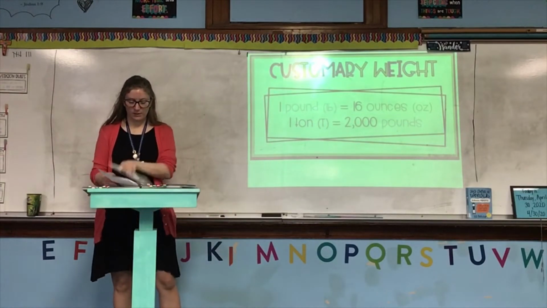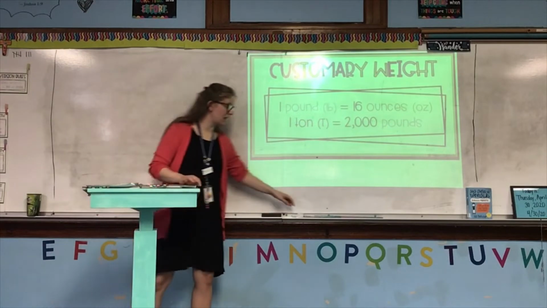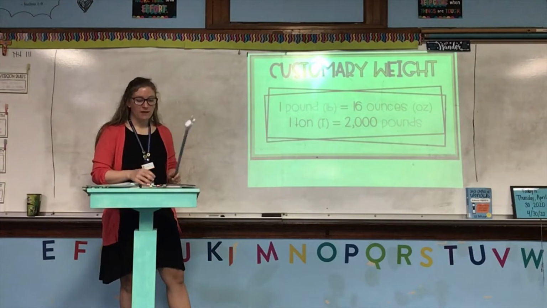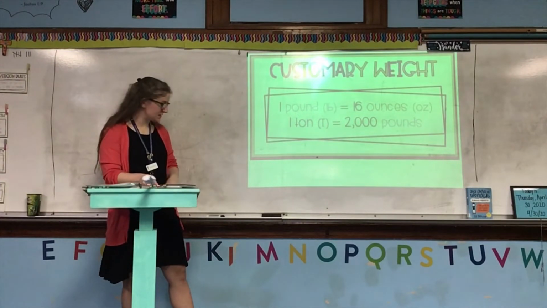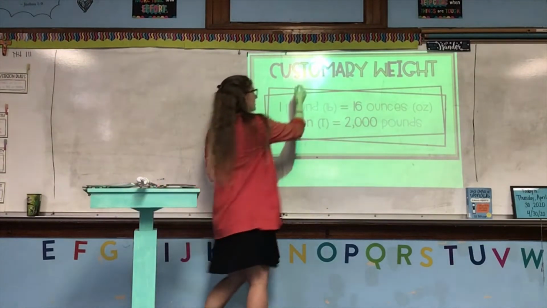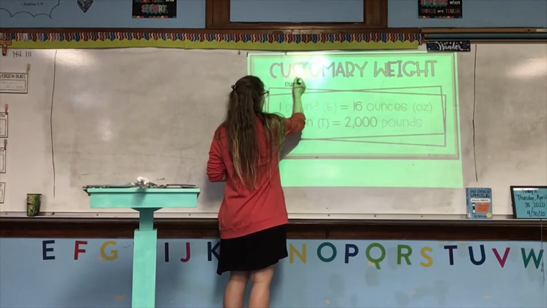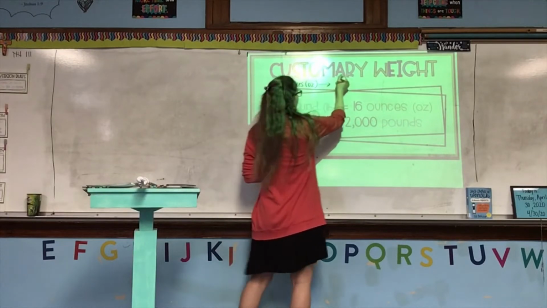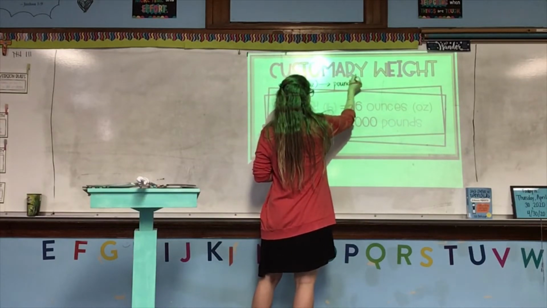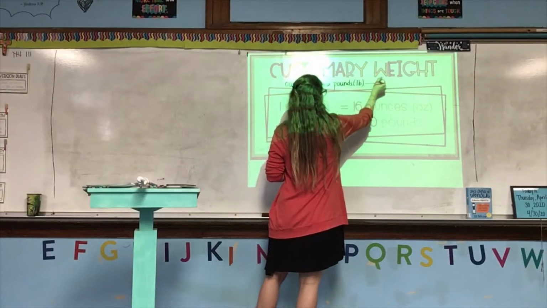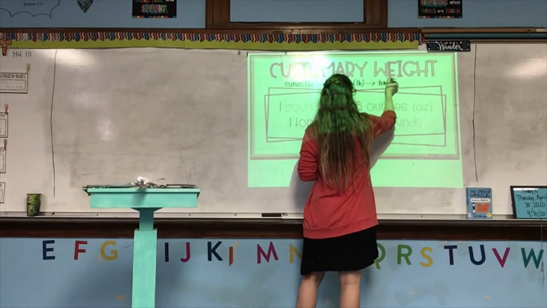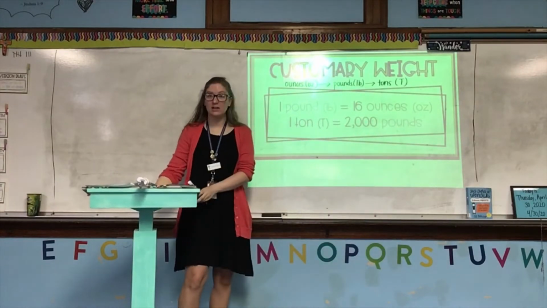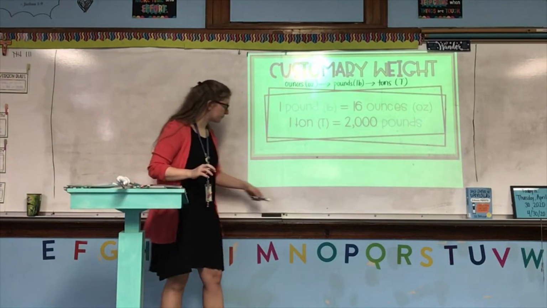And before we begin the lesson, let's go ahead and look at this conversion chart. So you should be looking at yours. We know that the units in order from smallest to largest are ounces, or OZ, then pounds, or LB, and then tons, or capital T. Remember, not lowercase t, but capital T.